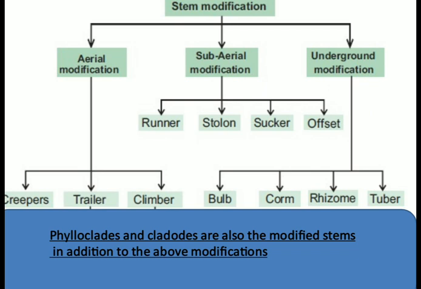In the underground modifications, we have bulb, corm, rhizome and the tuber. In the subaerial modifications, we have runners, stolon, sucker and offsets. In the aerial modifications, we have creepers, trailers, climbers, etc. And there are two more modifications. These are the phylloclads and cladodes. These are also modified stems and they perform some additional function. Let's discuss these one by one.